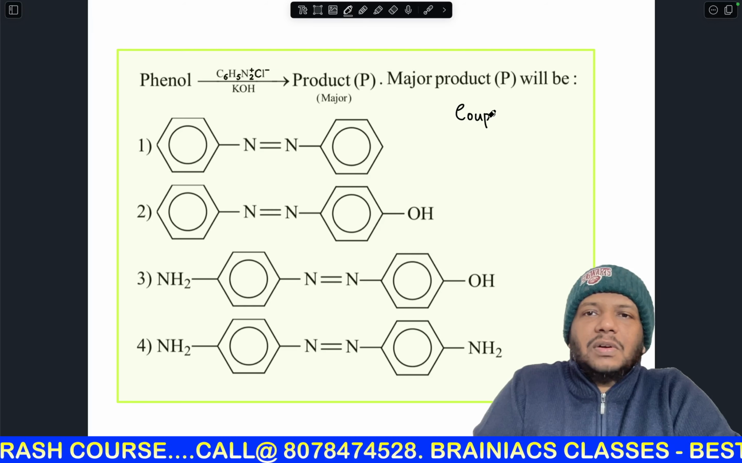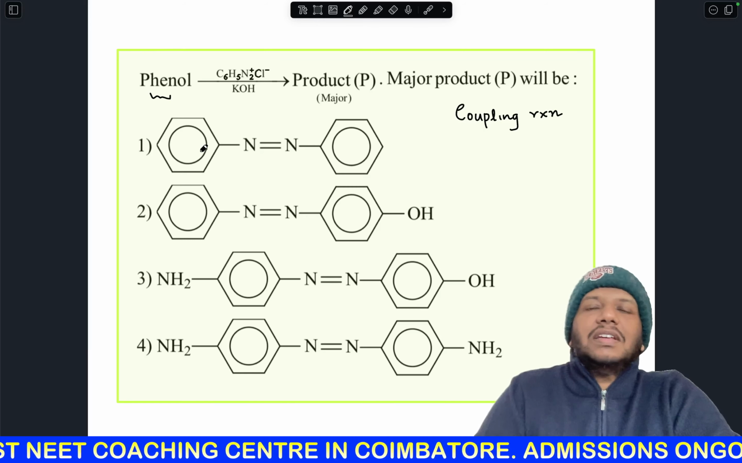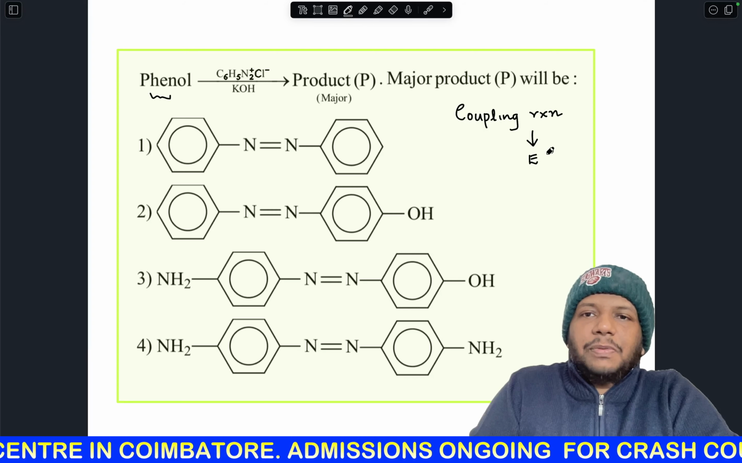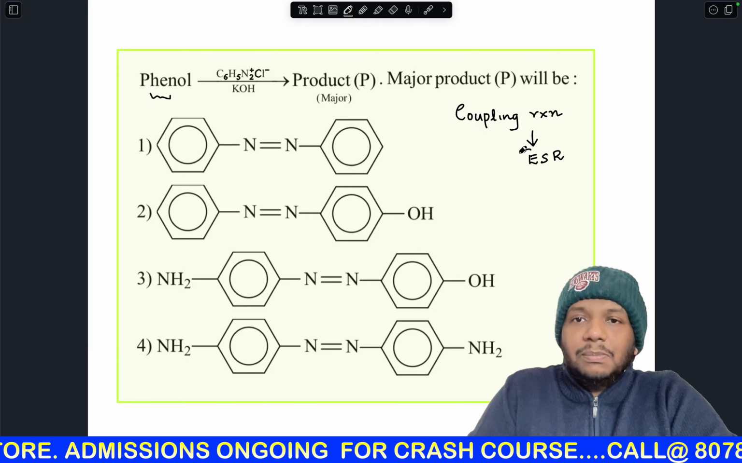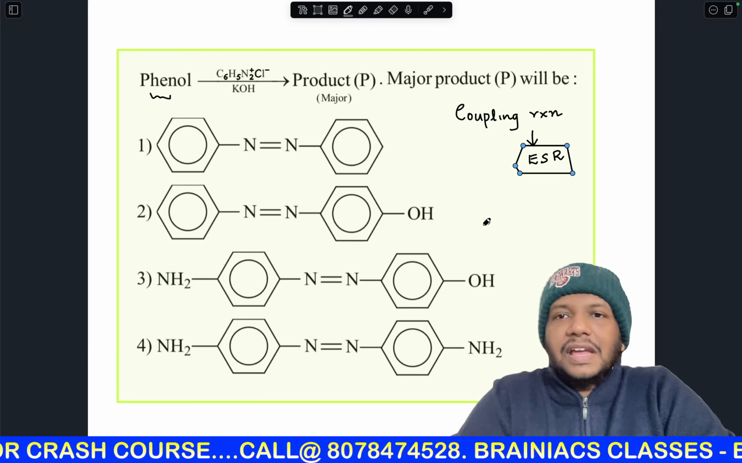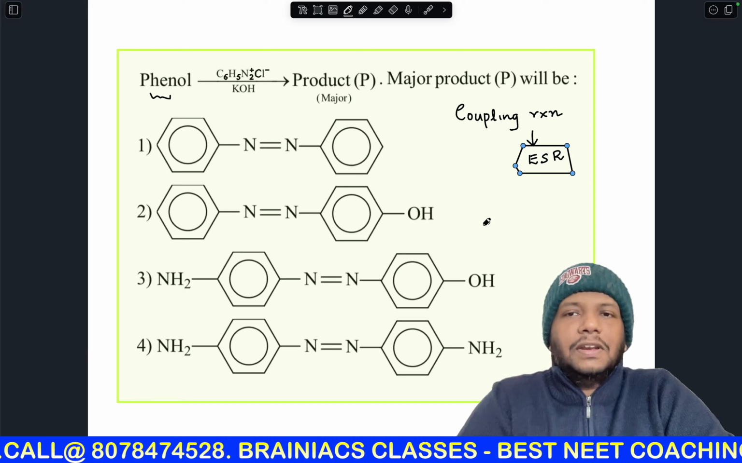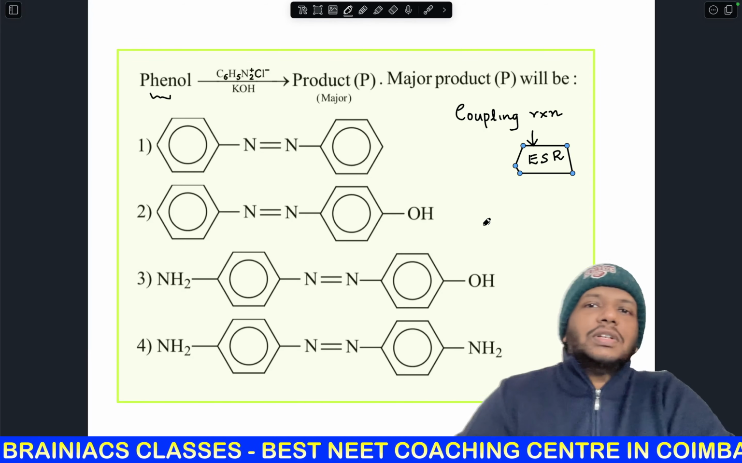There are two types of coupling reaction. One is phenol reacting with benzene diazonium chloride, and the other is aniline reacting with benzene diazonium chloride. They are called coupling reactions, and the mechanism followed is electrophilic substitution. This is very important. I am expecting this for this year's NEET exam. A question may come like: the reaction of phenol with benzene diazonium salt is an example for nucleophilic substitution or electrophilic substitution. The answer is electrophilic substitution reaction.